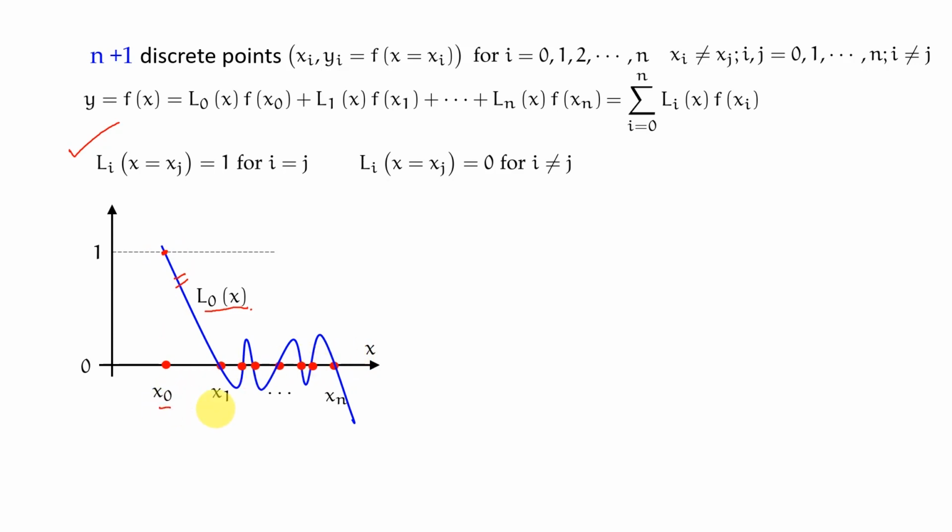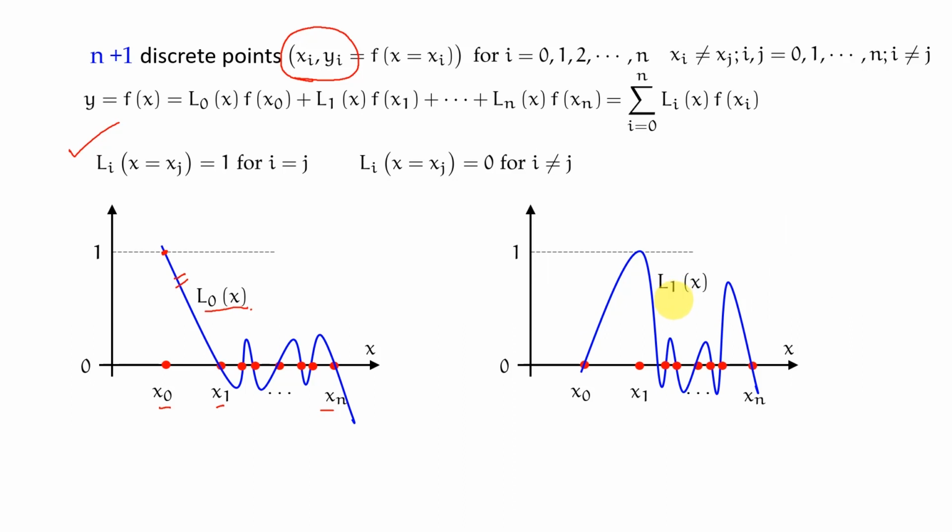Please note that this x0, x1, x2 all the way up to xn, these are the points we have received. These are our given data set. And our basis function L0 is such that it will have 1 at x0 and it will have 0 in all other x's. Similarly, for instance, if we have L1(x), then it will have 1 at x1 and it will have zeros at all other x's such as x0, x2, etc., all the way up to xn.